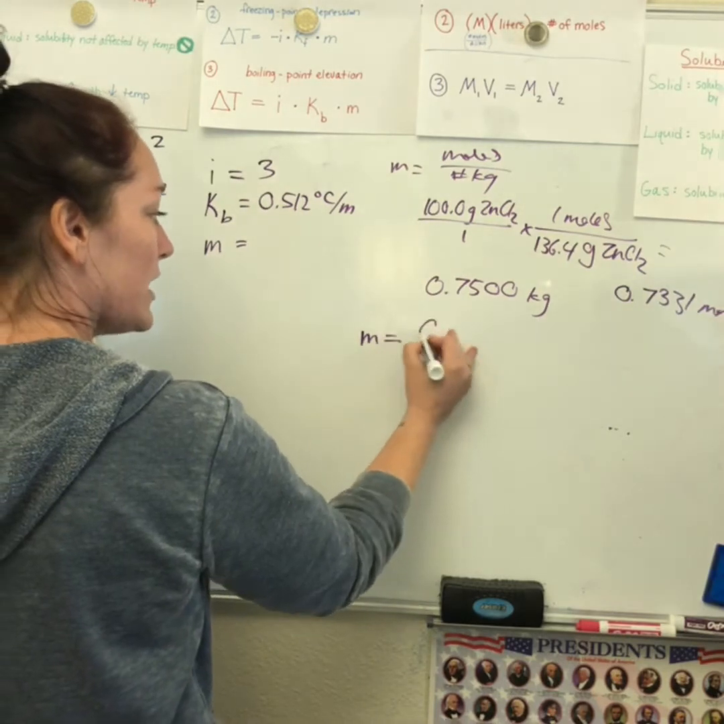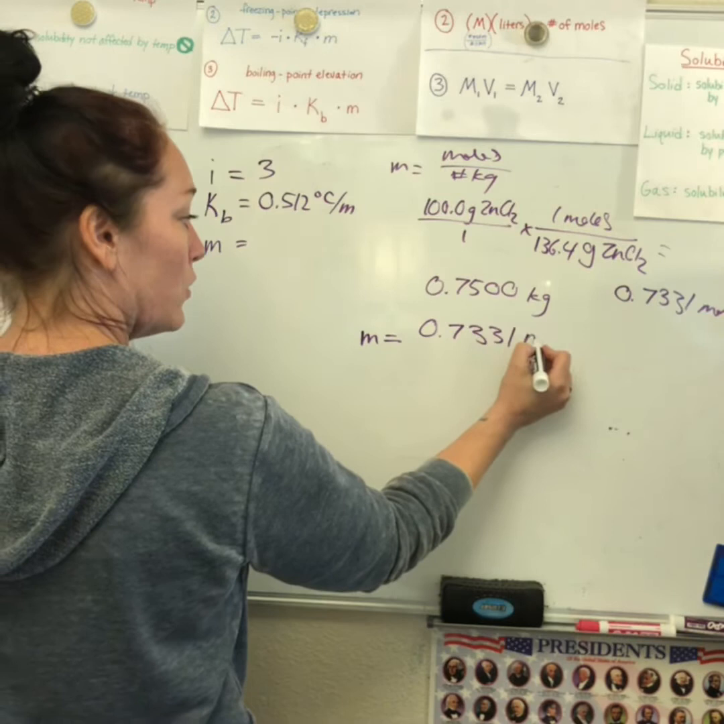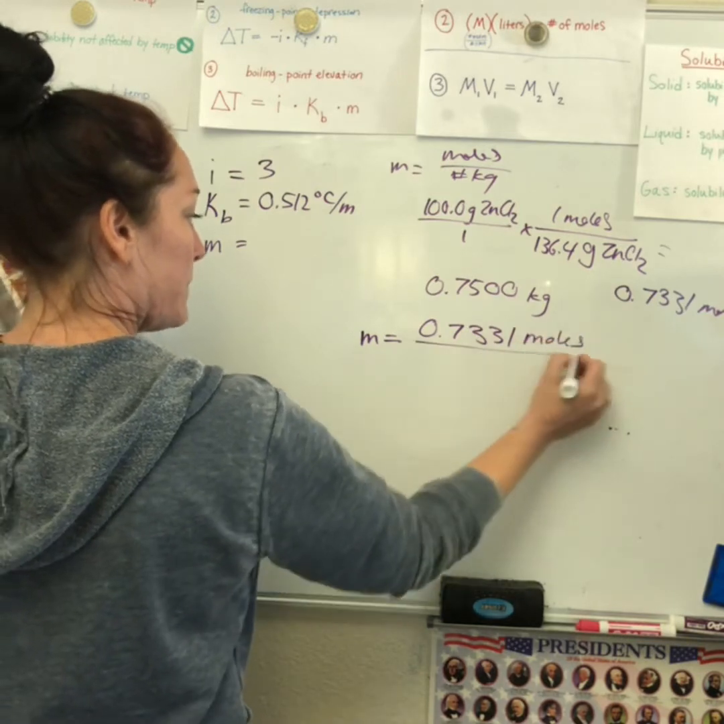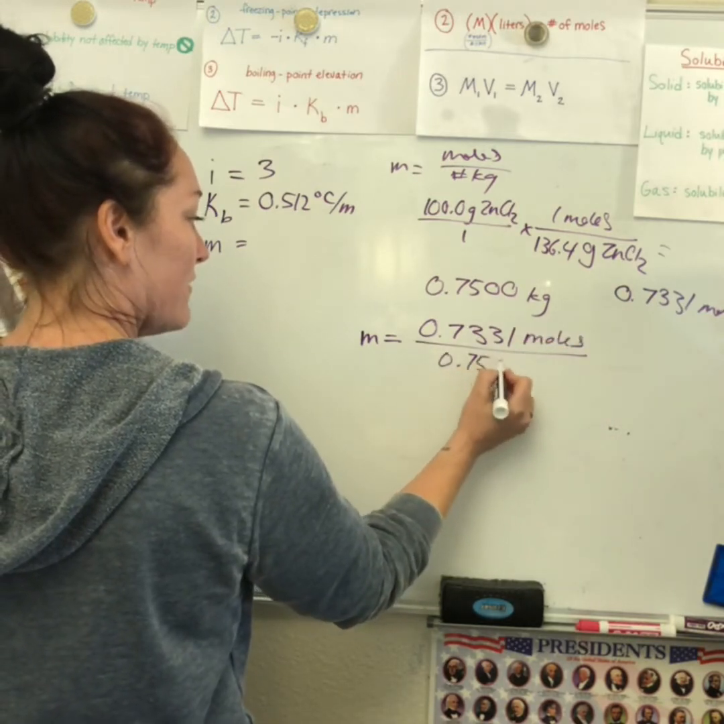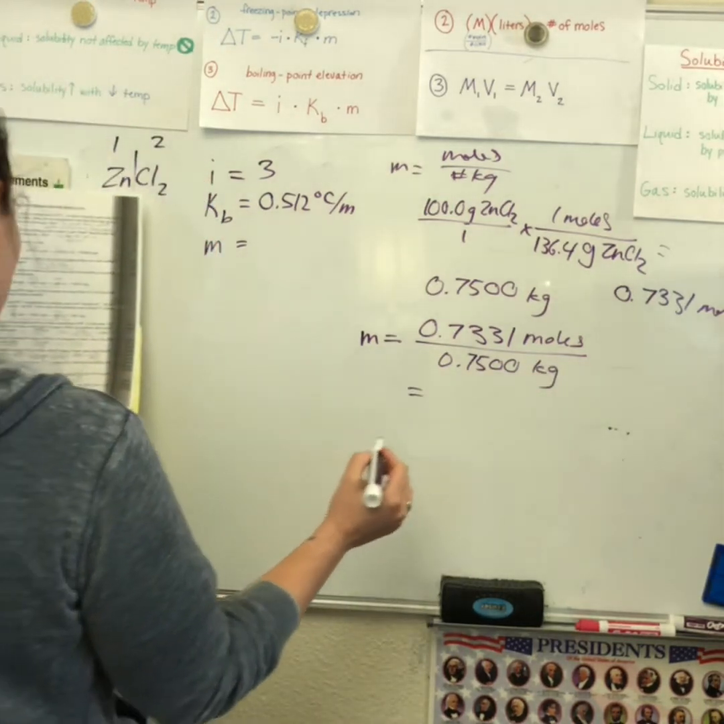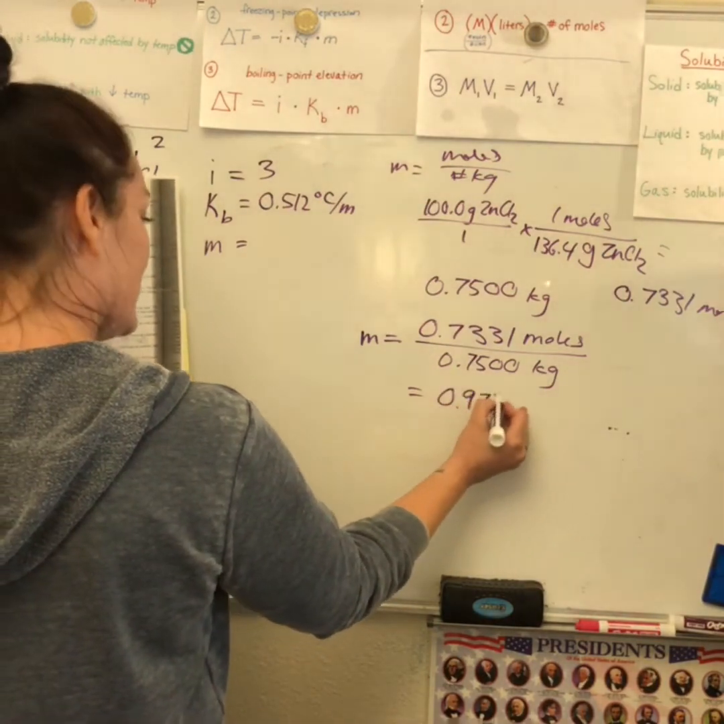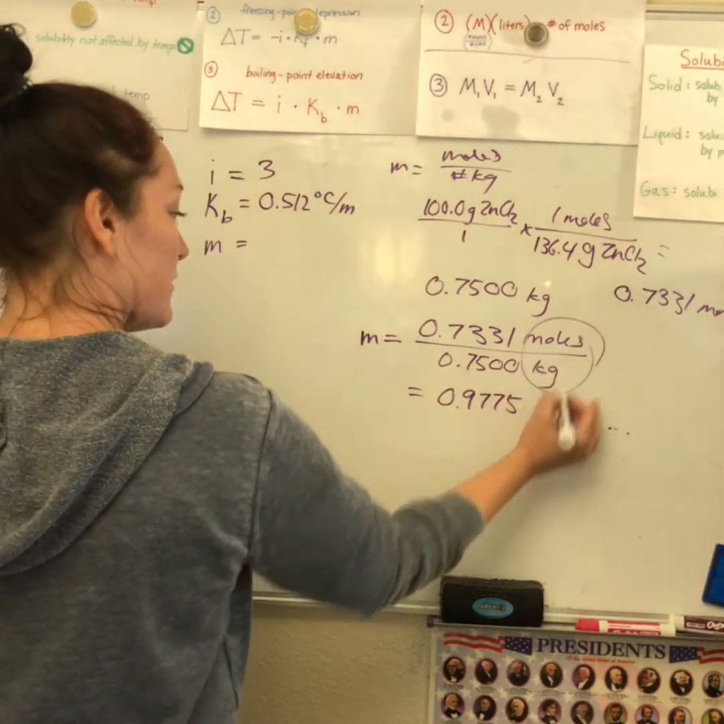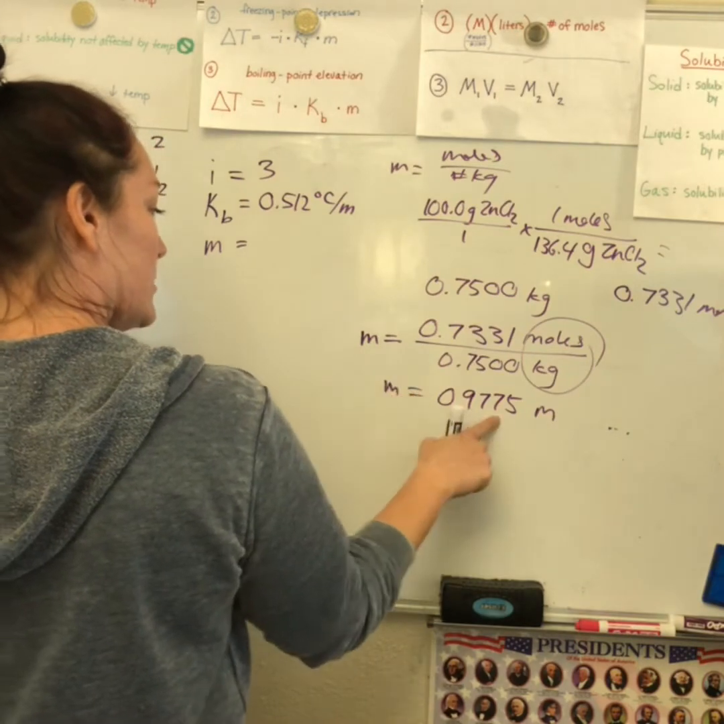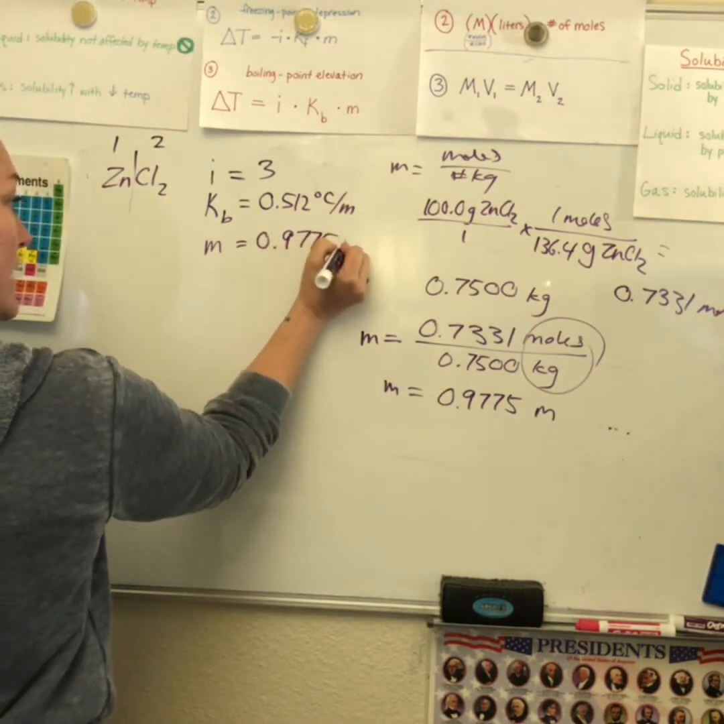M equals 0.7331 moles over 0.7500 kilograms, okay? So if I crunch that through, I am going to end up with 0.9775. Remember, moles over kilograms is just a little m. So this is my number up here. I'm going to plug it in, 0.9775 m.